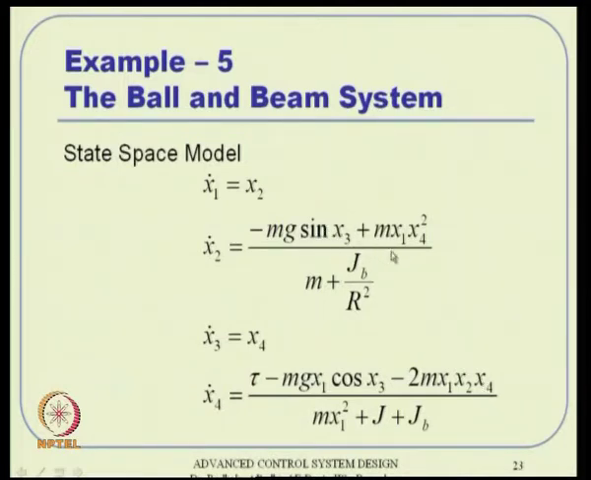Remember, the expressions you are seeing here are fairly complex nonlinear equations. Sin of x3 is there, x1 times x4 square is there, and there is an x1, x2, x4 term, three terms multiplied together, a cosine of x3 term, an x1 square term, all sorts of things are there, but still it is possible to write and analyze it.